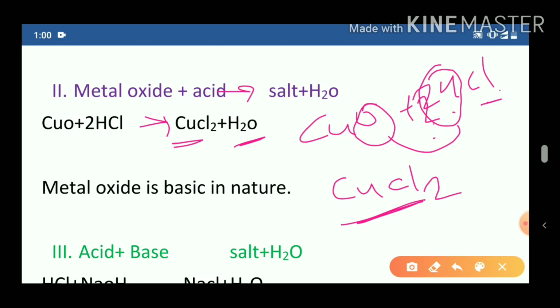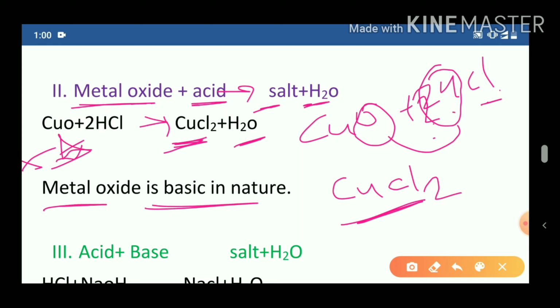In the first line I have told you that metal oxide reacts with acid to form salt and water. So the first thing is to take out water, and after that, what is left we will write that. Understood? Now, important thing, 5-star: metal oxide is basic in nature. The nature of metal oxide is basic.